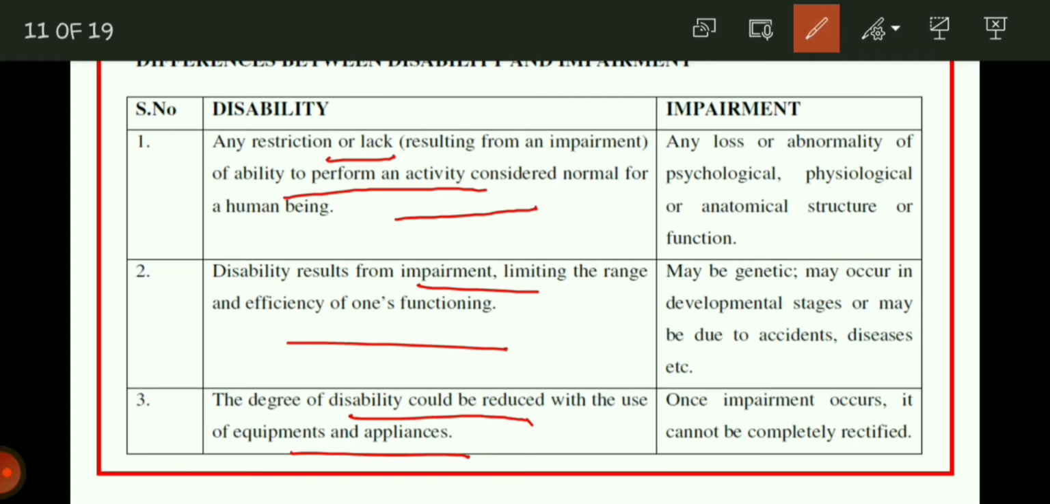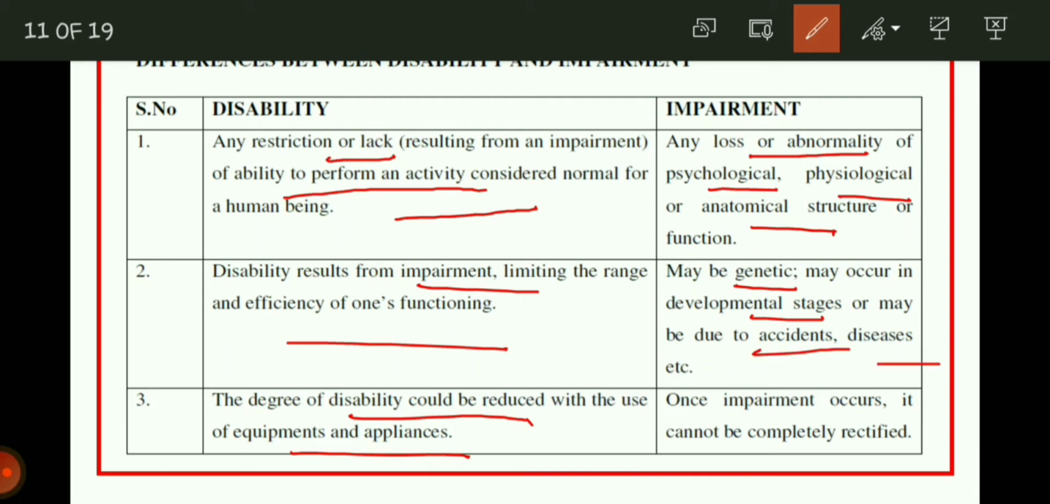So this is somewhat the degree to which the impact of disability can be reduced. When it comes to impairment, it is any loss or abnormality of psychological, physiological, or anatomical structure or function. It can be genetic. It may occur in developmental stages, or maybe due to accident or disease.